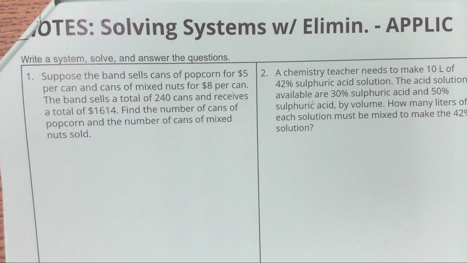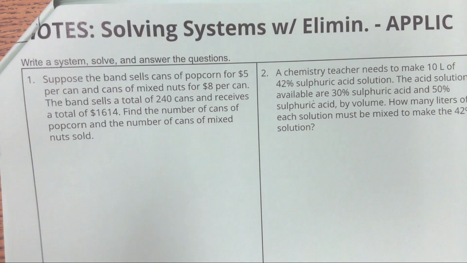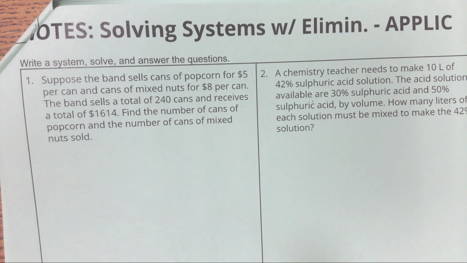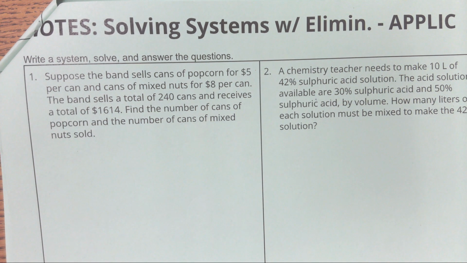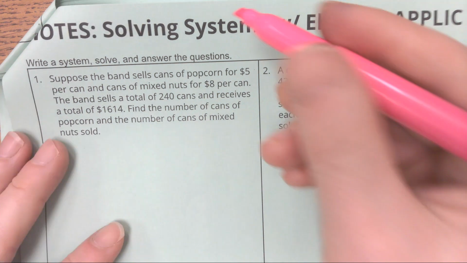Usually have things that are adding up to a total, okay? And especially I like to do this kind right here, which also is going to relate to question 4, where you have two different things and you're getting a total, but then you have the cost of those things for a total cost, okay? So on this very first one, it says the band sells cans of popcorn.